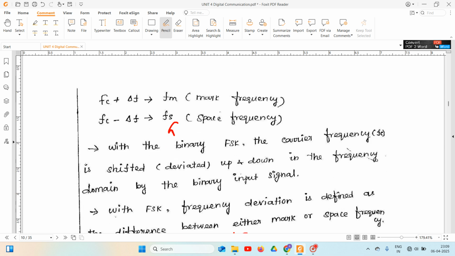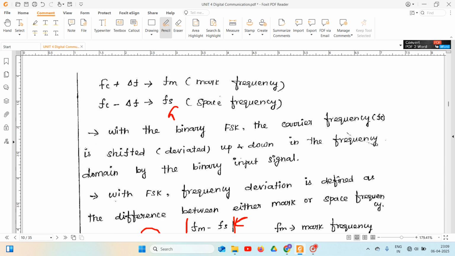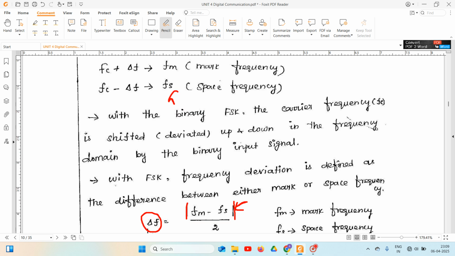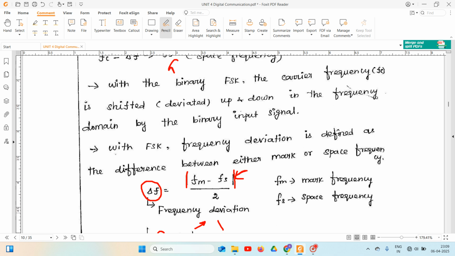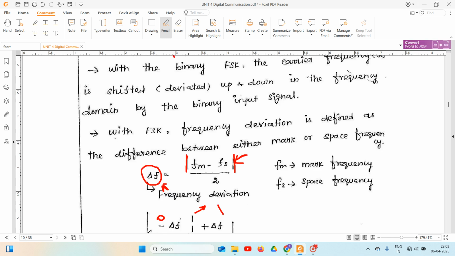So by using these two, the mark frequency and space frequency, we can find out the frequency deviation, delta F. It is the modulus of the mark frequency minus the space frequency, divided by 2. So by using this equation, we can find out the frequency deviation. This is our modulus of Fm minus Fs divided by 2.